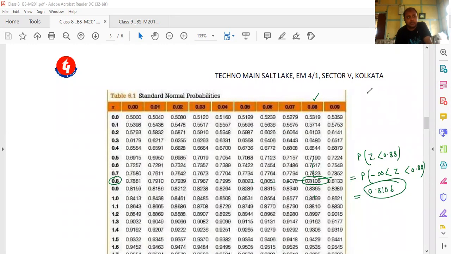Now, if anybody asks me that I don't want to use the probability table, I want to calculate the probability, how can I do so? Yesterday I have explained. Then in that particular situation, you have to integrate this function from -infinity to 0.88 with the help of numerical integration processes. Anyways, why should I do this when the table is available? So thus we have obtained 0.81 as the required probability. Okay, I hope you have understood.